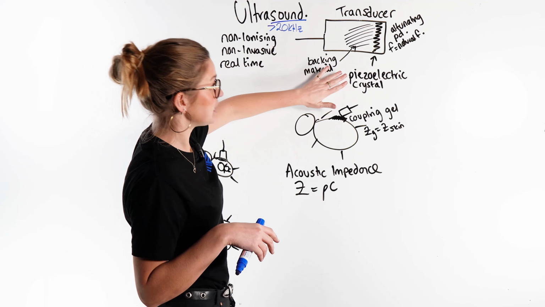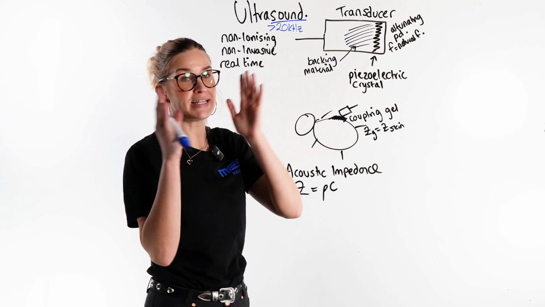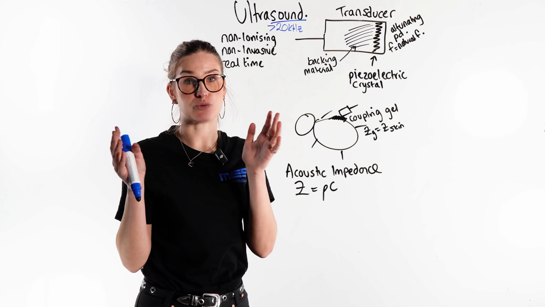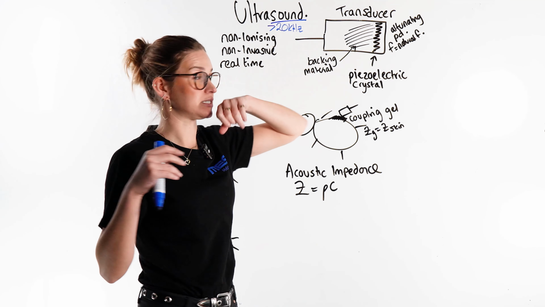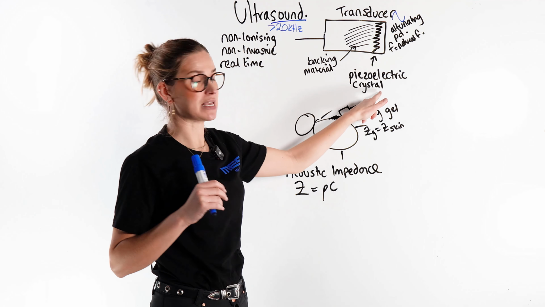Piezoelectric crystals use the piezoelectric effect. That just means that when they vibrate, they produce sound waves, pressure waves. And they vibrate because we apply an alternating potential difference. Remember, alternating potential difference just means a changing potential difference. We apply the frequency, and remember, frequency is the number of waves per second. The frequency of that alternating potential difference is equal to the natural frequency of the piezoelectric crystals.